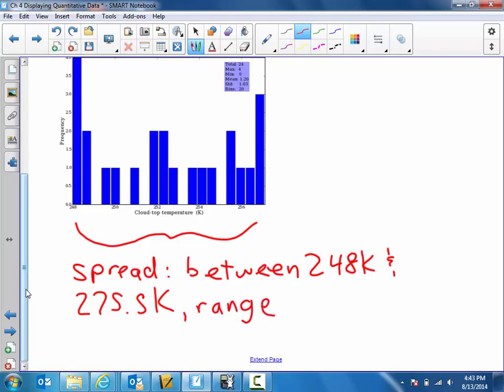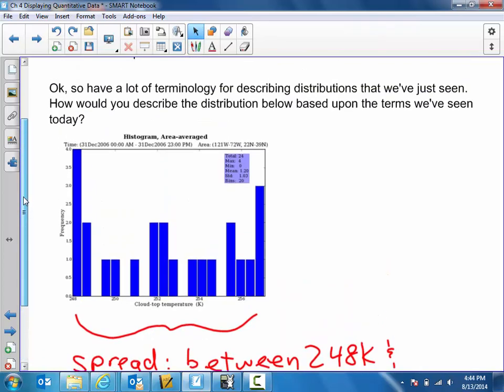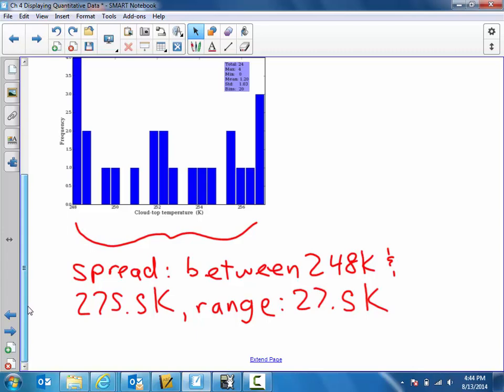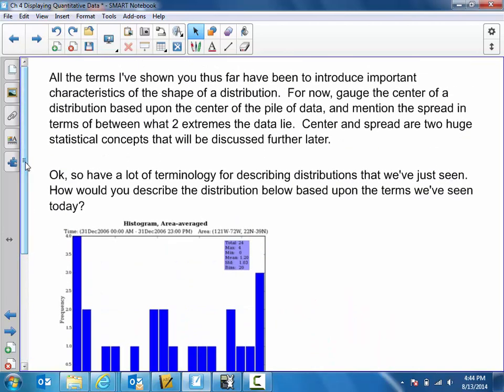Just what are the extremes of the data values that you see in a histogram? Say also what the range is. The range is just going to be the difference between those two. Get in the practice of naming both. So 275.5 minus 248 should give you, I believe, 27.5 Kelvin. All right, so there's how you report the spread for now. We'll talk about that more next chapter. So the center is just where can you cut, so you've got two equal areas on the left and the right. The spread is the extremes, and then the difference of the extremes, which is the range.